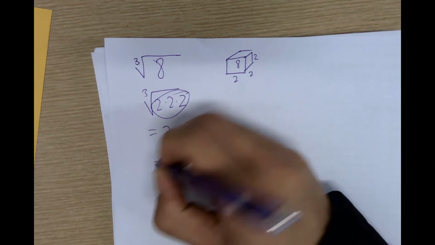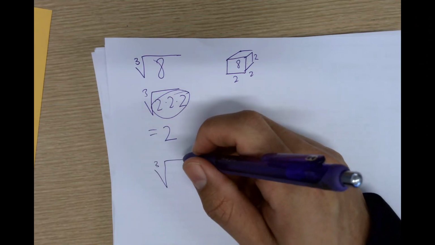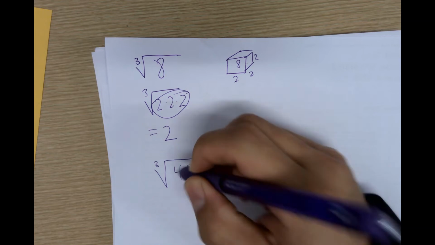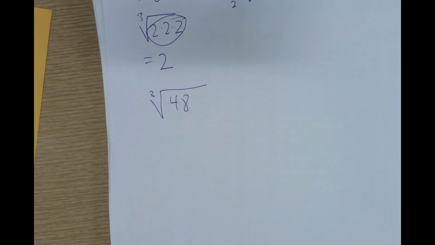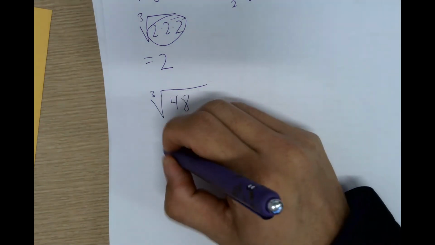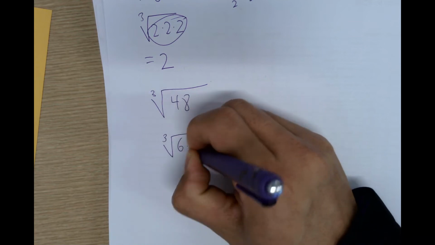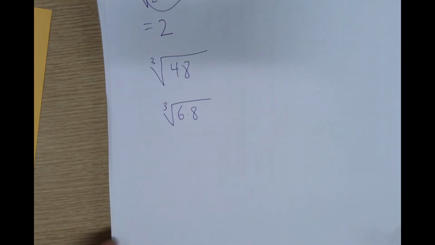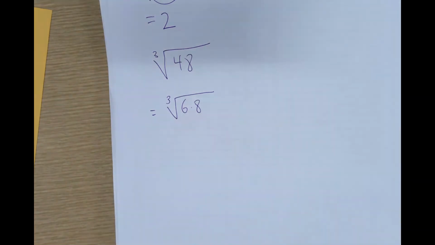So let's say that we have the cube root of 48. Okay, so the cube root of 48, what divides into the cube root of 48? 6 and 8. We have 6 and 8. Okay, and then what divides? Can we break up 6 and 8 even more? Joshua? 3 and 4.